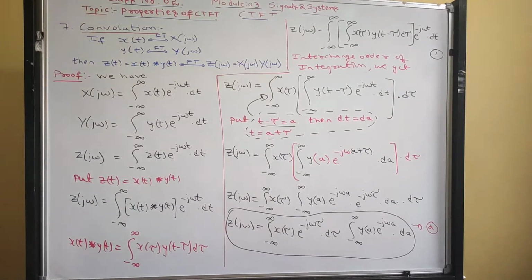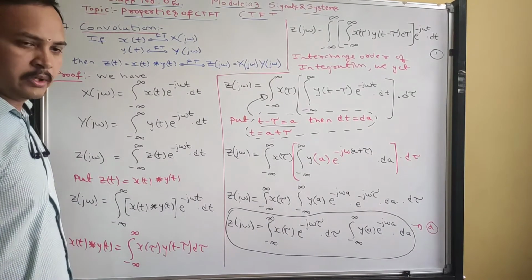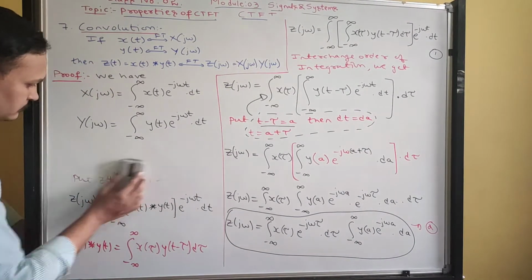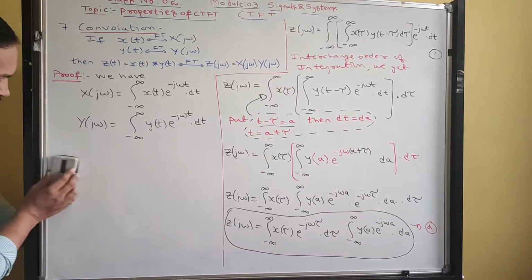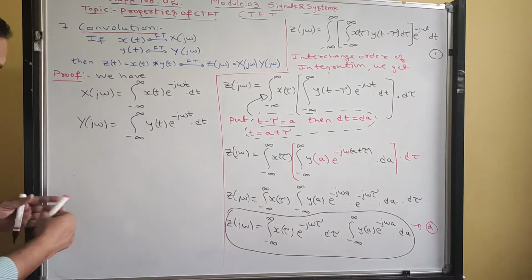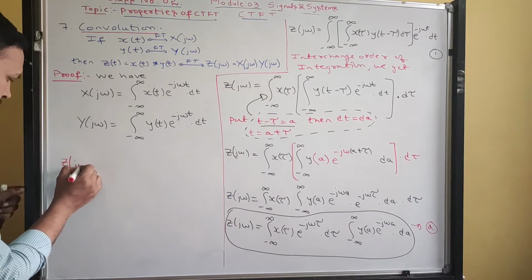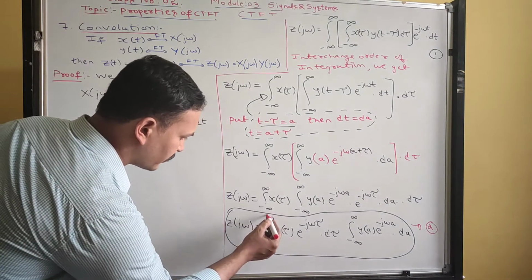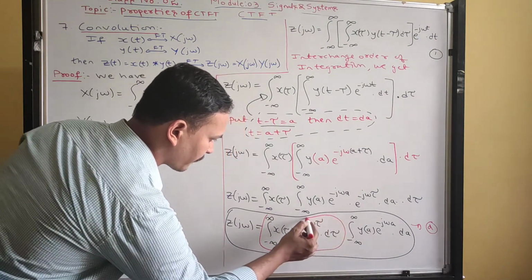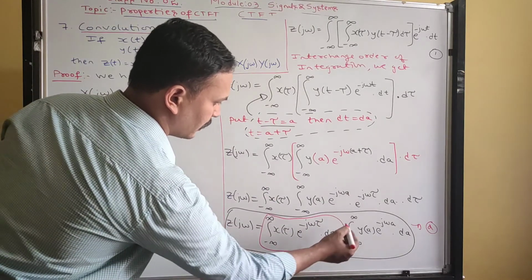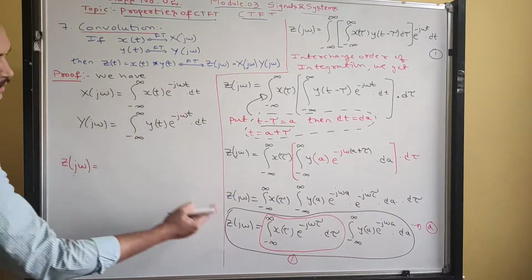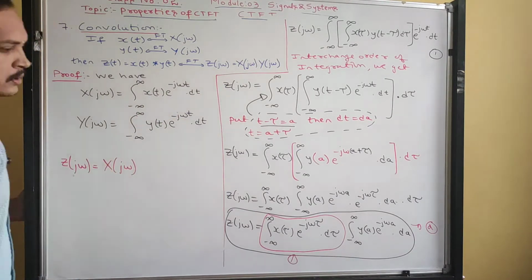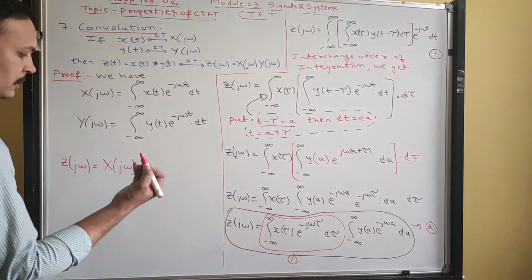So therefore we can write, so pause the video and then copy down. After this step, copy down this. Z of j omega is equal to, what can I write for the first part? This is the first part and this will be the second part. The first part and this are similar, so we can write x of j omega. Nothing else is here, therefore it is multiplication.